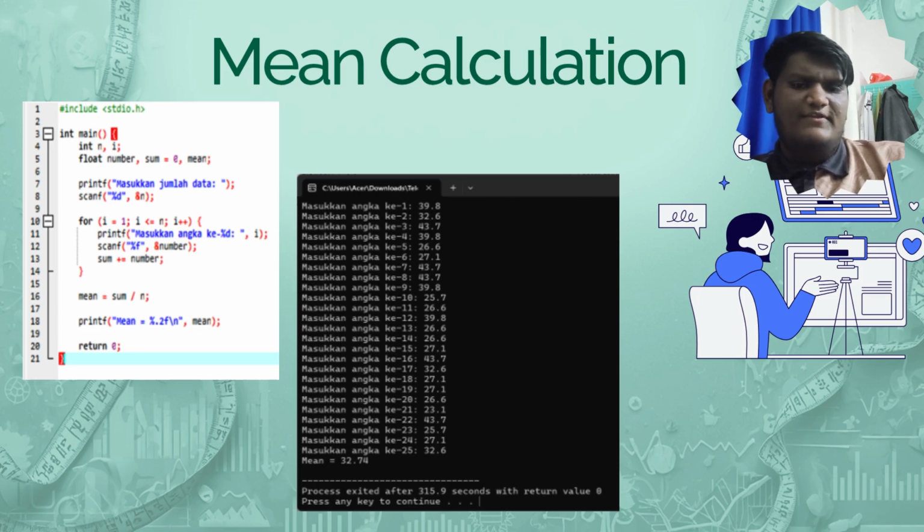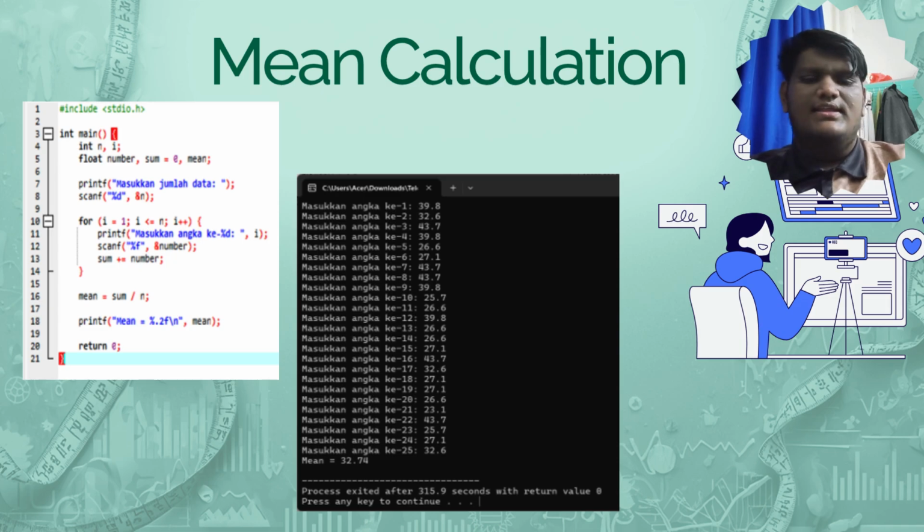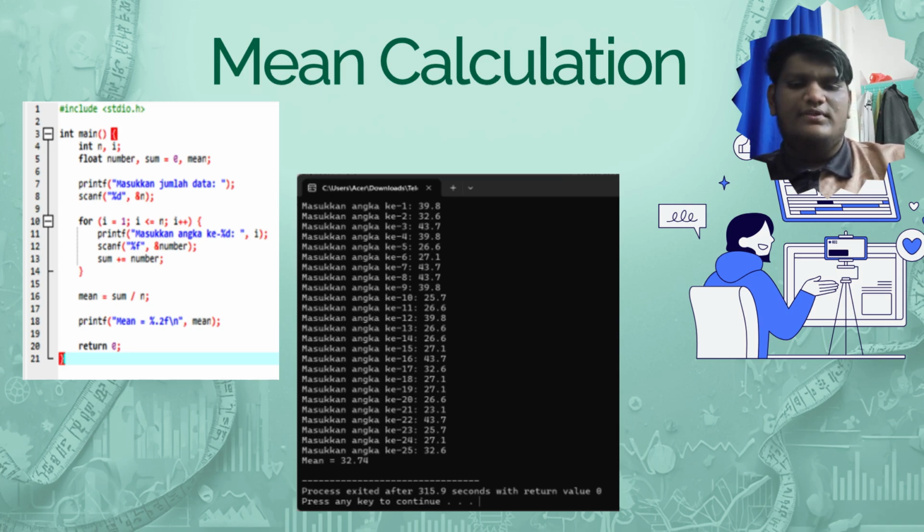So, what is the benefit of this program? Alright, this is the benefit. Instead of calculating manually, which is slow for large data sets, this program instantly computes accurate averages, making it perfect for processing clean data and preparing it for analysis and visualization.